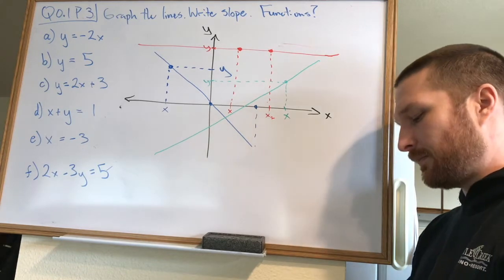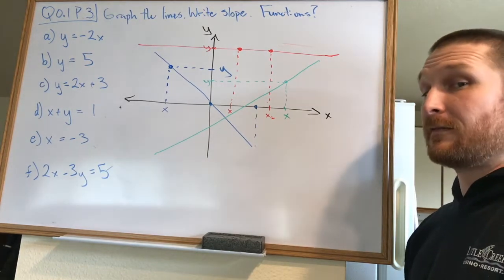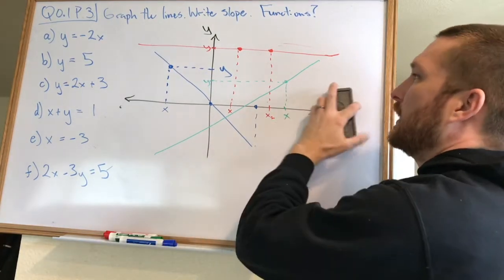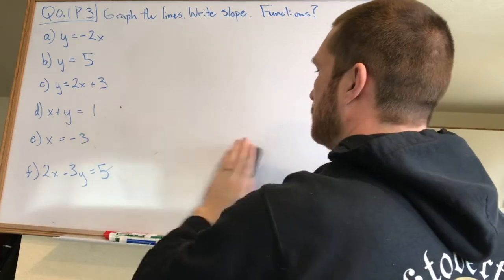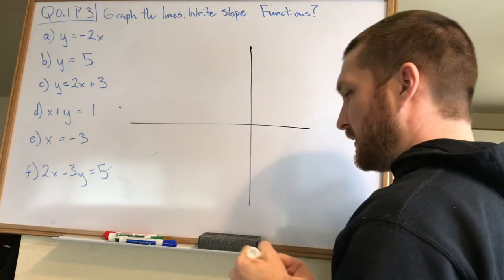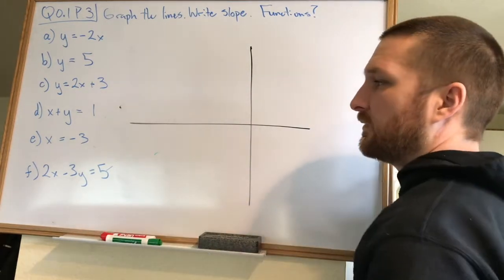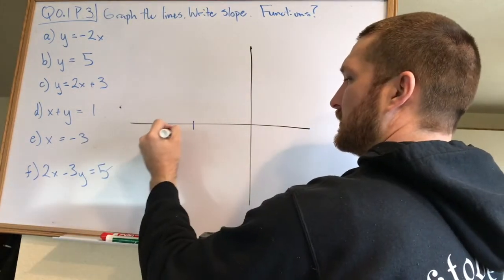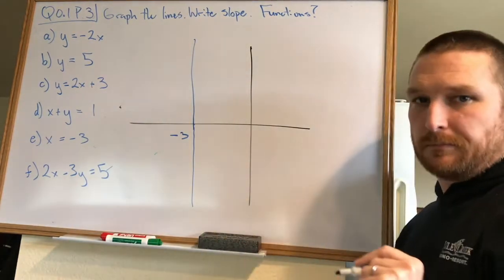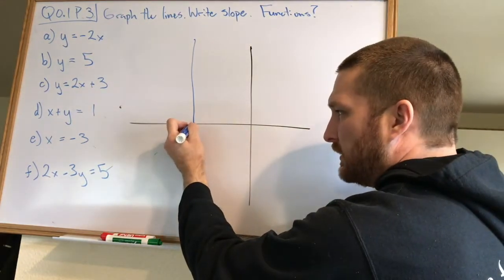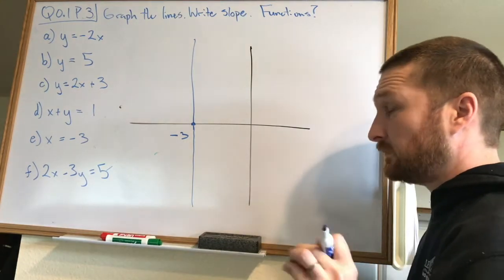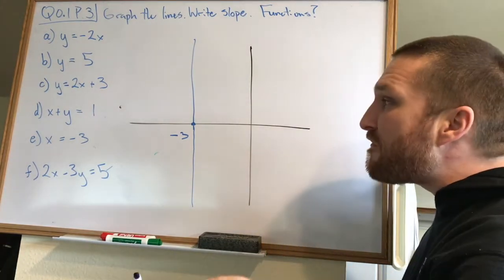The only problem then comes with a vertical line. So when we have a vertical line, let's do this real quick. We'll do the one that we had earlier where x equals -3. That's part E right there. There's -3, and the line was a vertical line. Now here's a problem, because we have one input, namely -3, and how many outputs do you get? Well, all of them. Every real number.